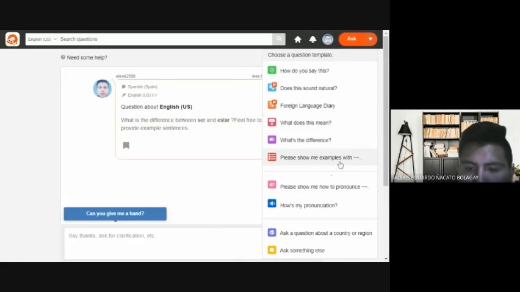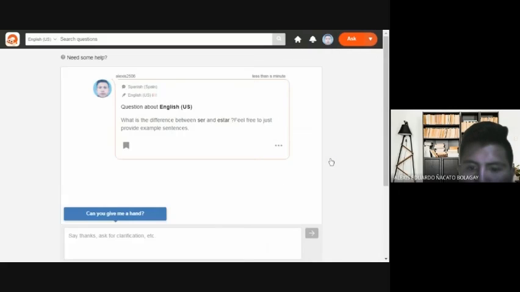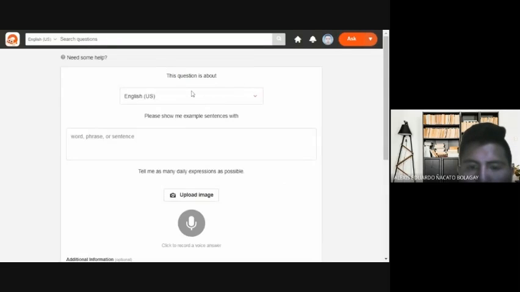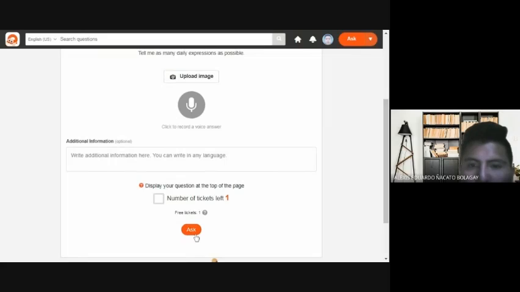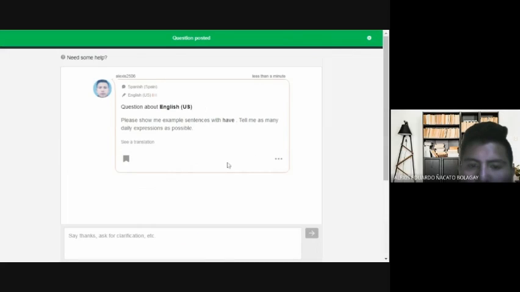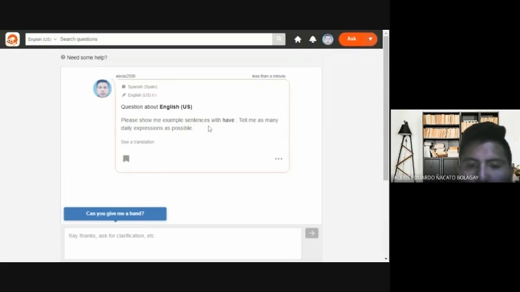Another function. This question is about English or Spanish. Please show me example sentences with a word, phrase, or sentence. Next, ask. Please show me example sentences with have. Tell me as many daily expressions as possible.